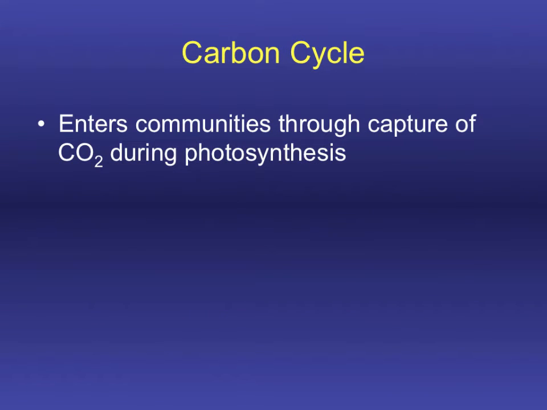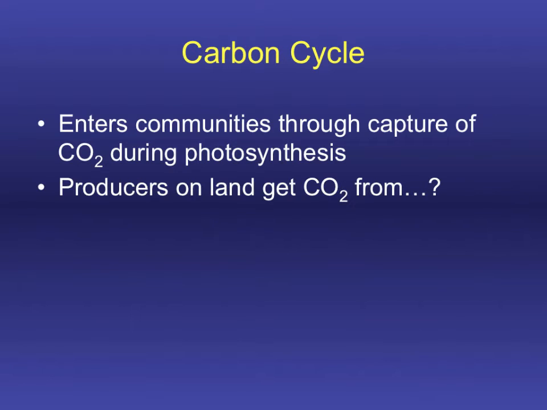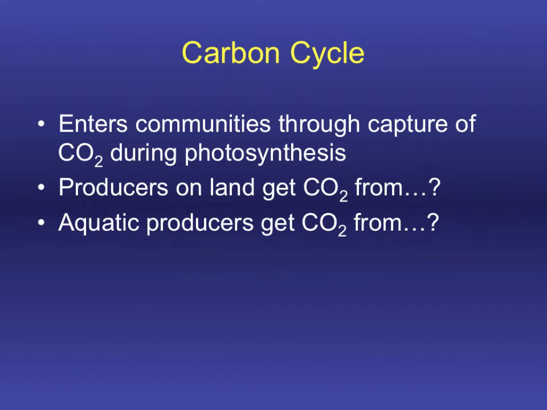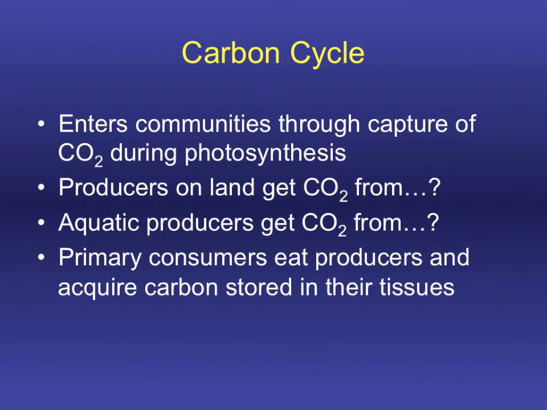All right, the carbon cycle. We're going to start off looking at it where CO2 is entering into plants through the stomata and being used through photosynthesis. Producers on land are getting CO2 from the air, basically. So by taking in CO2 from the air, they can use that to make glucose. It's dissolved CO2 in the water as well if you're an aquatic organism.